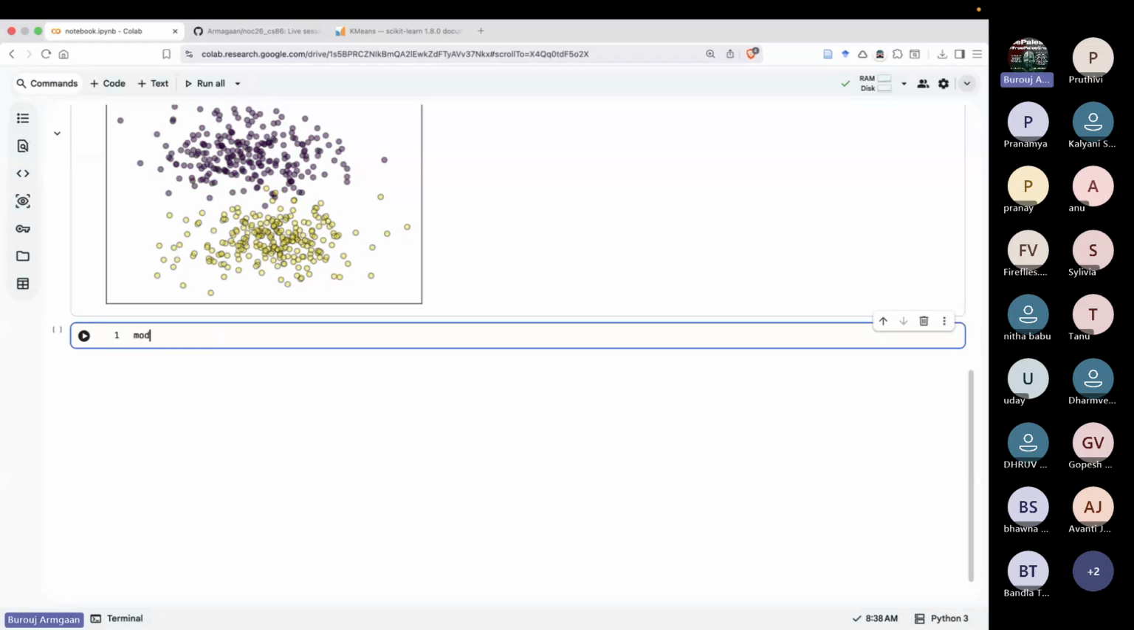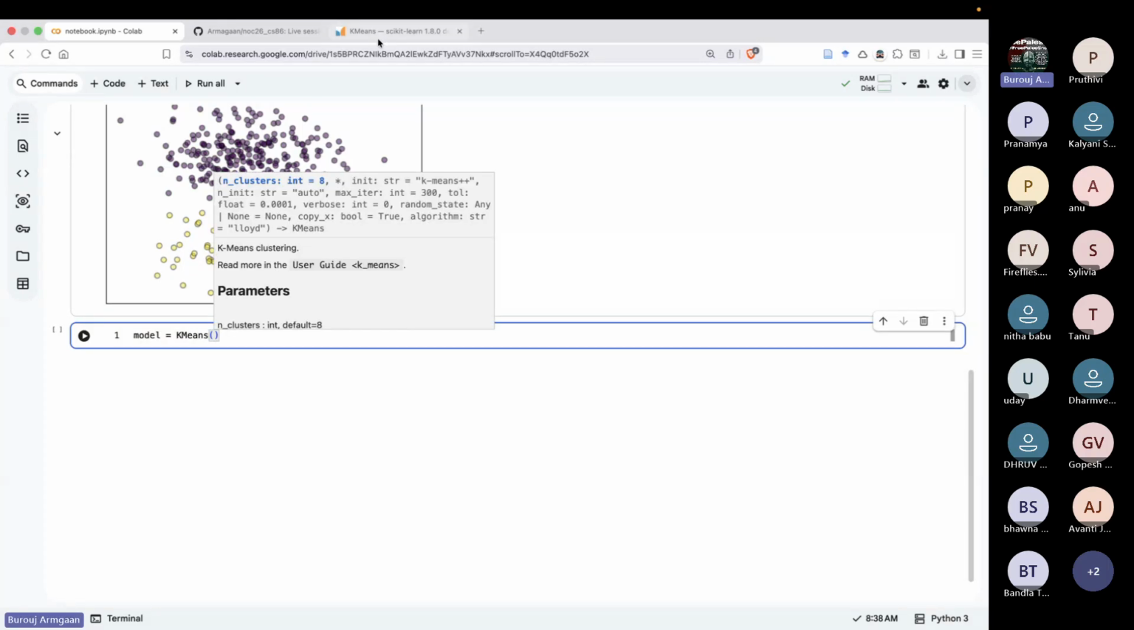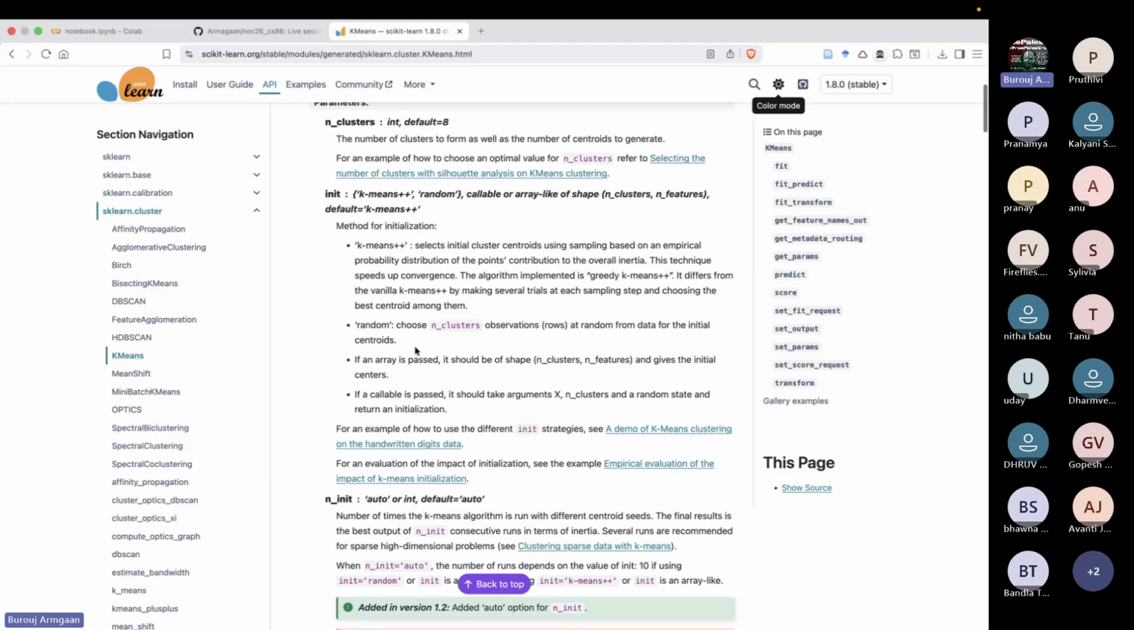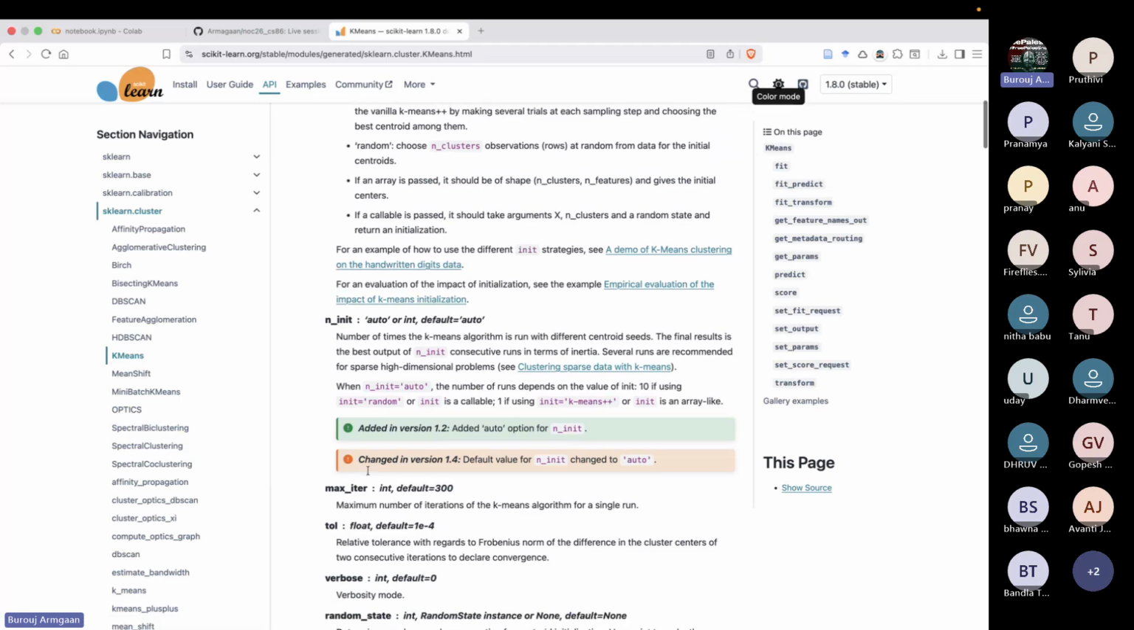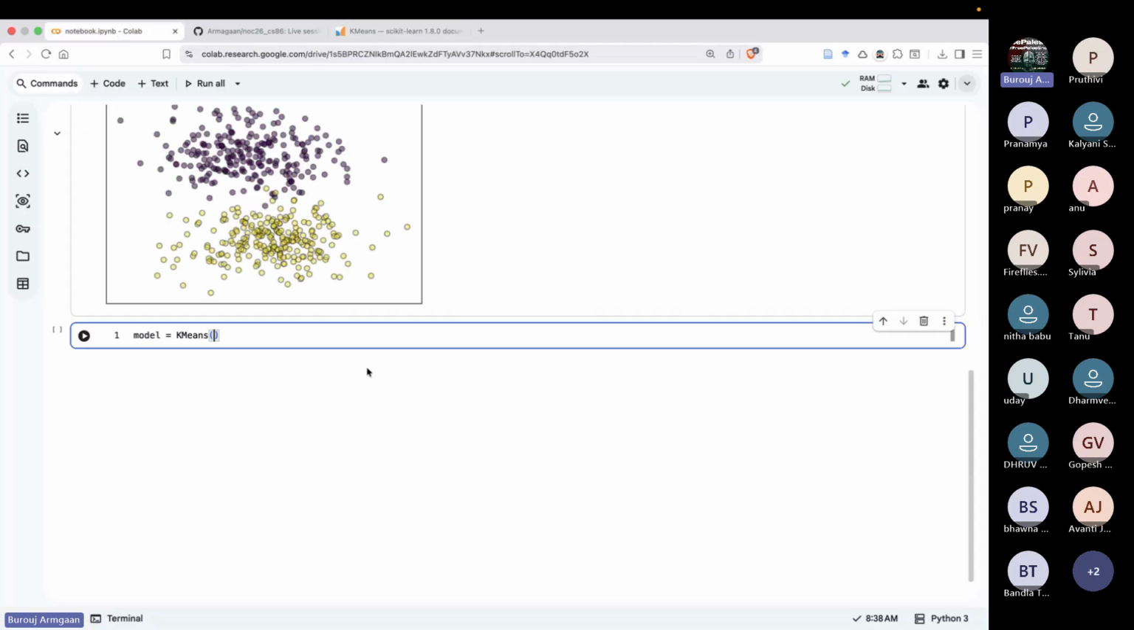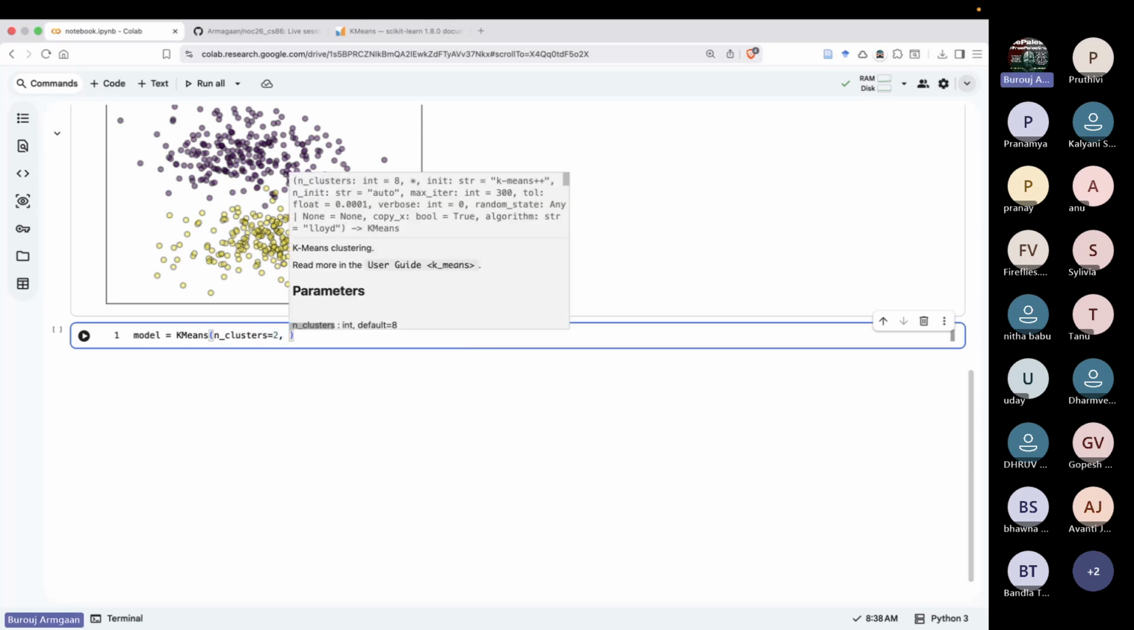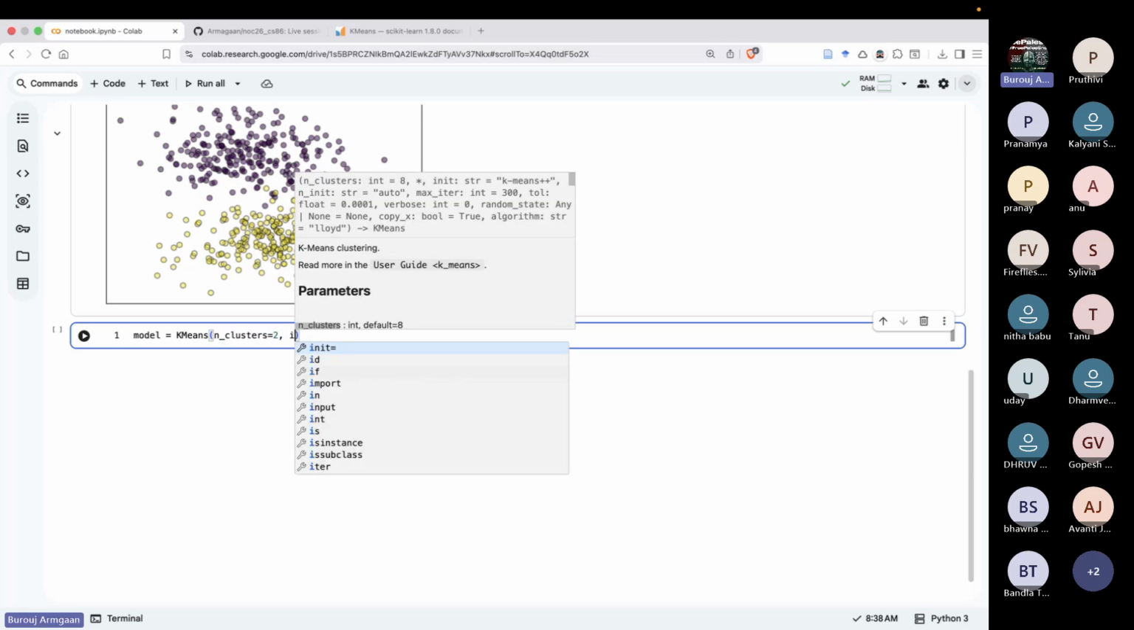Let's say modulus k-means, and it takes the following arguments. How many clusters do you need? How do you want to initialize? A number of iterations that you want to run, and so on. So let's see. In this case, we'll say that I know that I have two clusters.